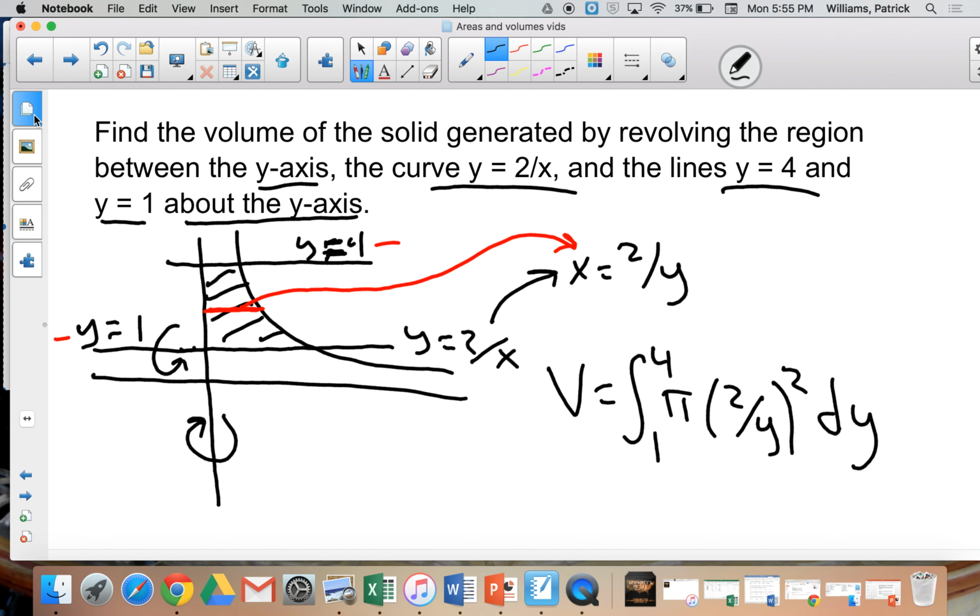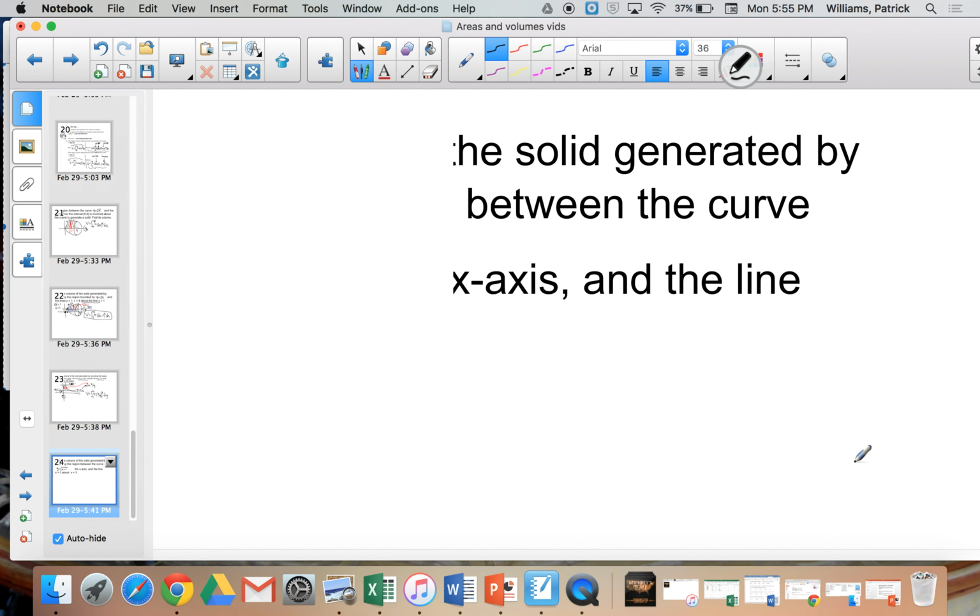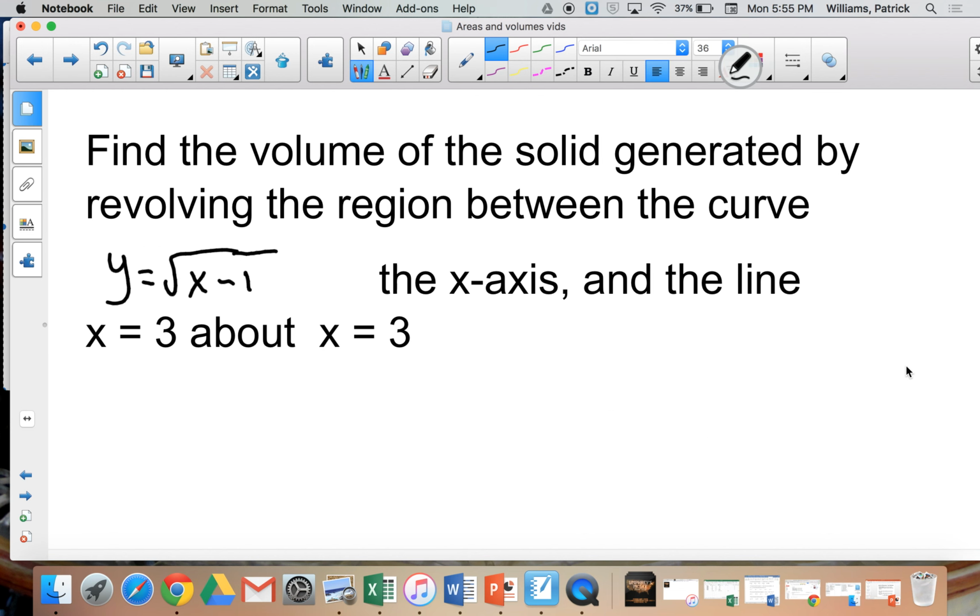All right, so let's look at one more. Okay, let's look at this one. Remember, what you want to do, draw the picture first. Determine, even though we're using disk method, still just make sure you can see that this region is in constant contact with the axis of rotation, and then determine, based on our axis of rotation, if we're going to have to use dx or dy. Let's give it a shot.